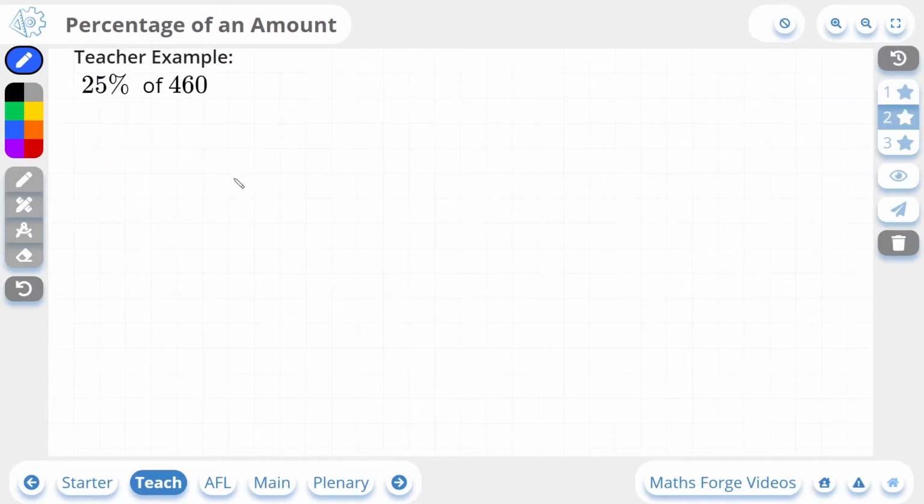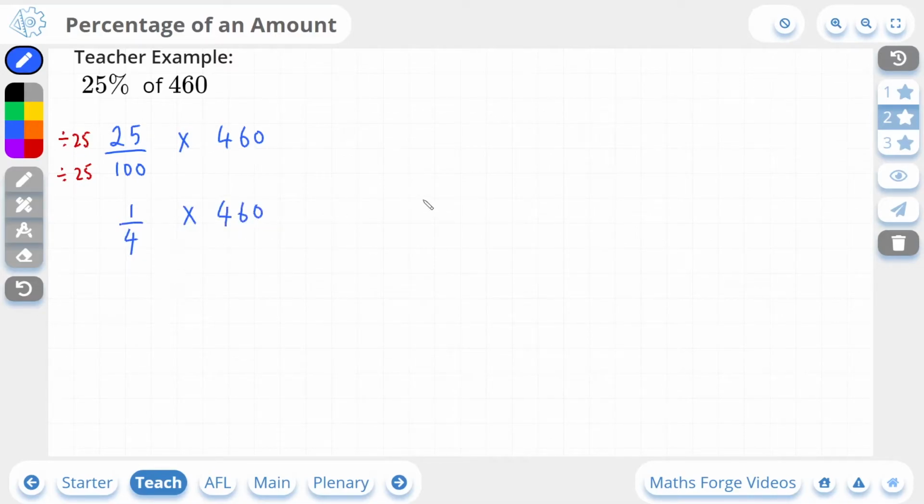Now we'll do a Two Star example, finding 25% of 460. So it's going to be 25 over 100. And we're going to multiply this onto 460. Now to simplify this fraction, think of the highest number you can divide into 25 and 100. Well, this number is 25. We can divide 25 into 25 once and 25 into 100 four times. So this fraction will simplify to give us 1 over 4. And we're going to multiply this by 460.